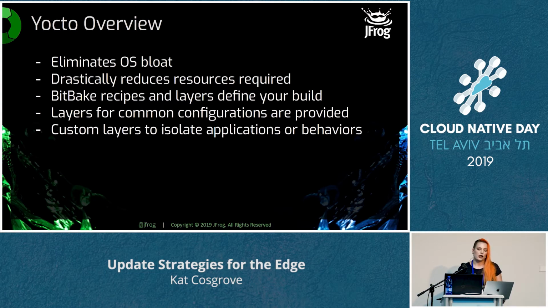It pulls in layers for different hardware configurations and applications. We used a layer for the board itself, a Raspberry Pi 3B+, as well as layers for K3S and Mender. Yocto already provides a ton of hardware layers for common configurations to get you started really quickly, and you can write custom layers to isolate specific applications or behaviors.